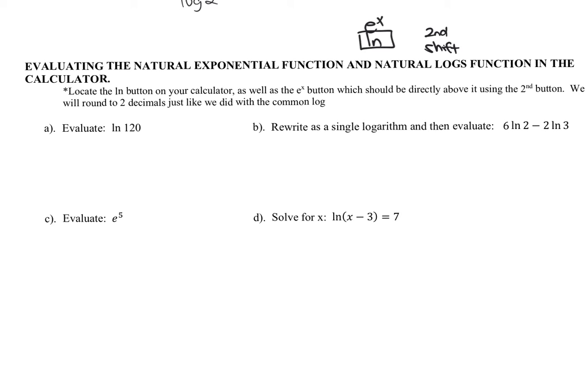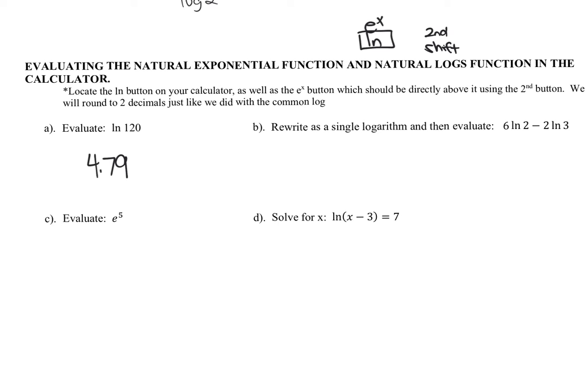So if you go to your calculator, part A, evaluate natural log of 120, you just want to type in natural log of 120. So some calculators you have to hit the ln button first and then 120 and hit equals. Some calculators you have to do it backwards and type in 120 first and then hit the natural log. So if we round to 2 decimals, you should get 4.79. So try it on your calculator and see if you need to press the log button first or if you need to type in the number before you press the log button.